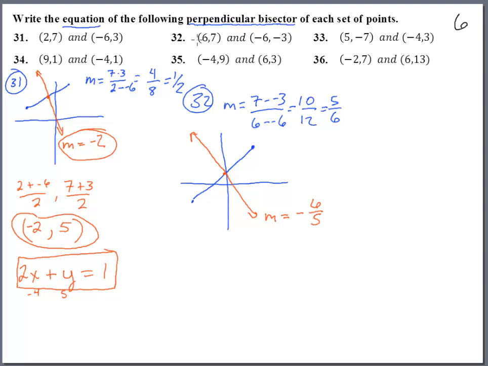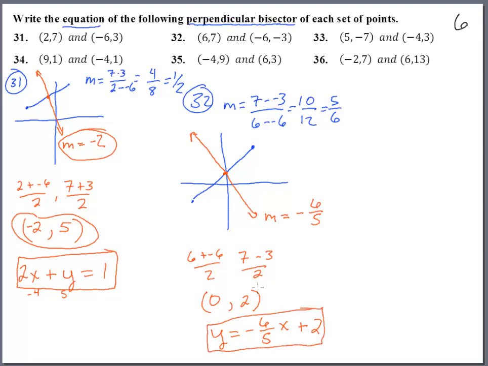And the point that we need, we're going to average this. 6 plus a -6 divided by 2, that's 0. Well, that's right in the middle of 6 and -6. And from 7 to -3 is going to be 7 plus a -3 over 2. That's 4 divided by 2 is 2. So this point right here is (0, 2). And because we were given the y-intercept, we're going to write it out. y equals -6/5 x plus 2. And that becomes the slope-intercept form of that equation.